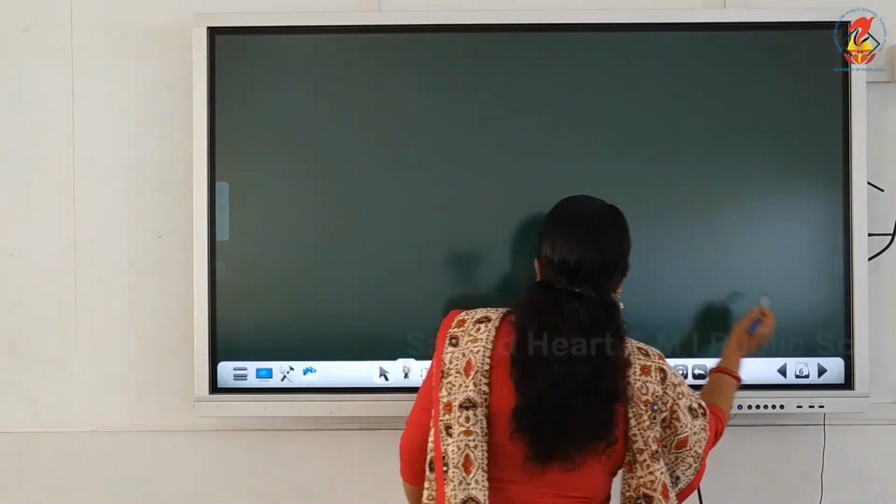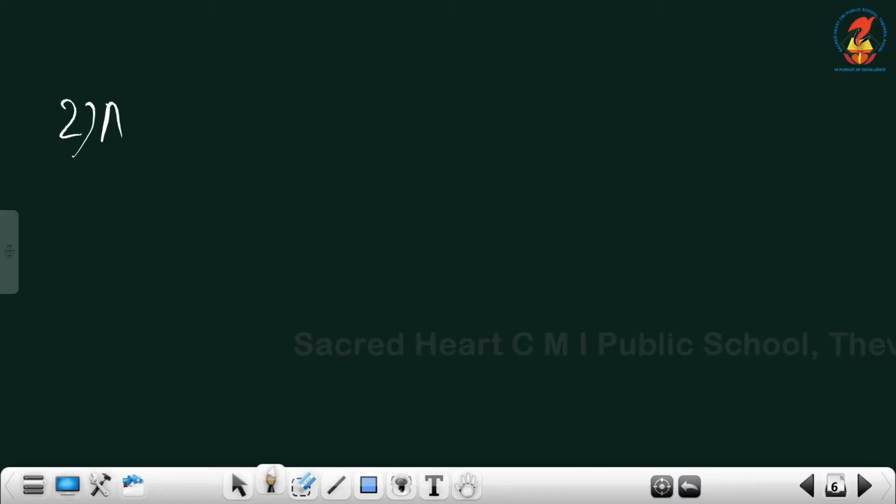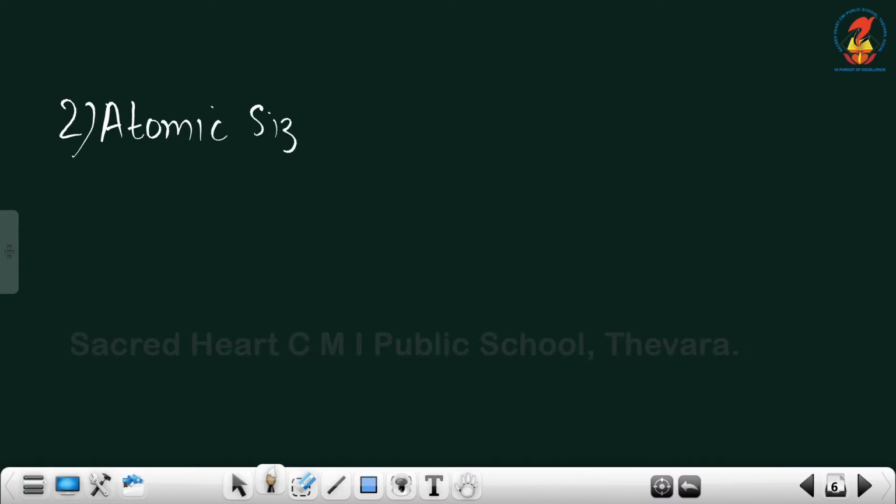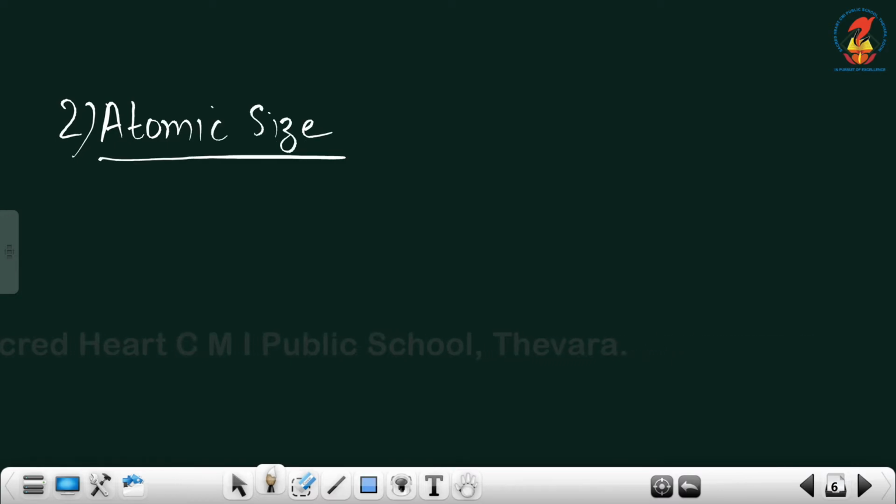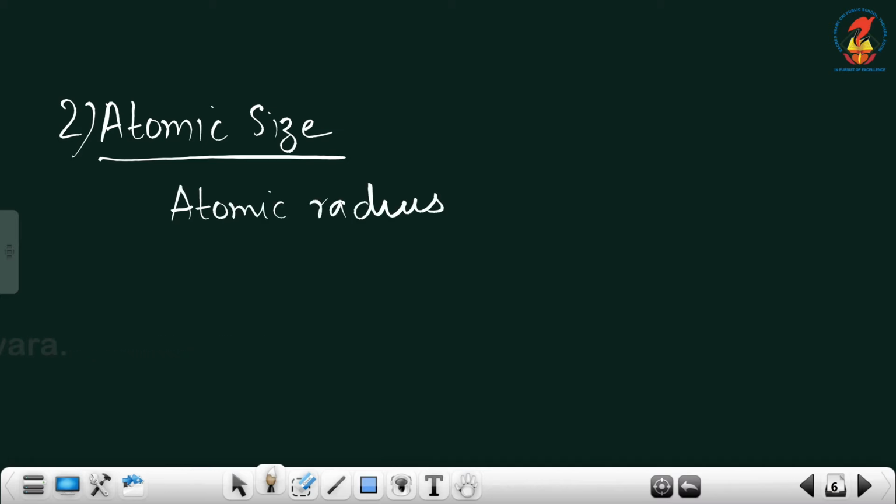Now the next property is atomic size. Next property that we have to discuss is atomic size. So atomic size actually refers to the radius of an atom, atomic radius. Size of an atom means radius of an atom, atomic radius.